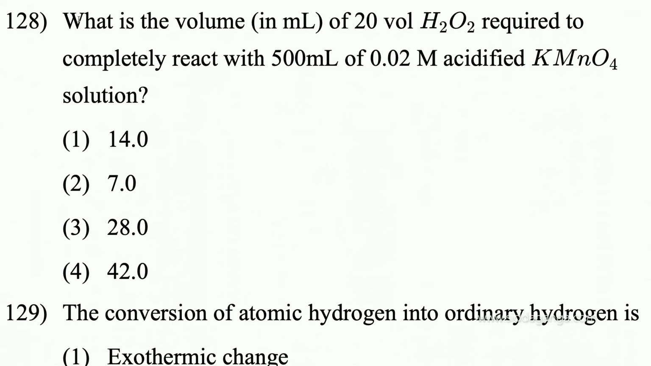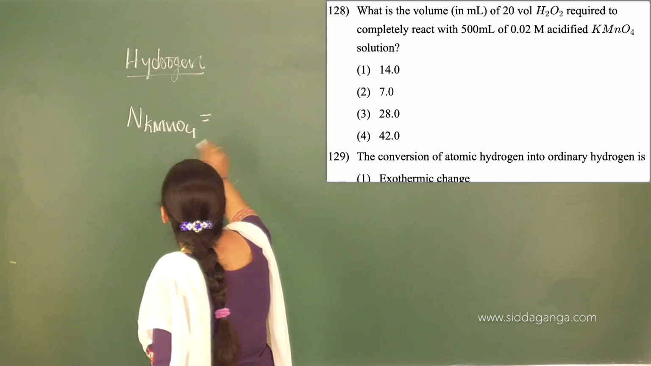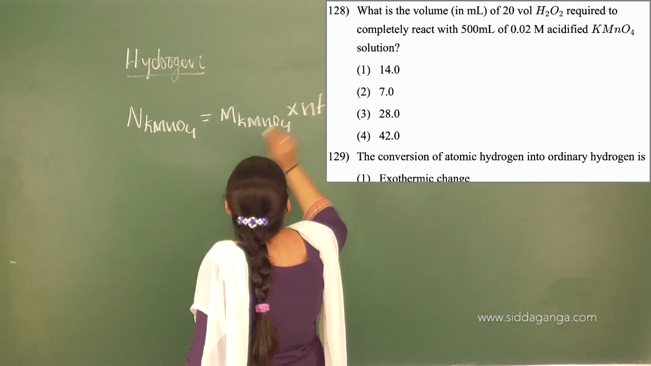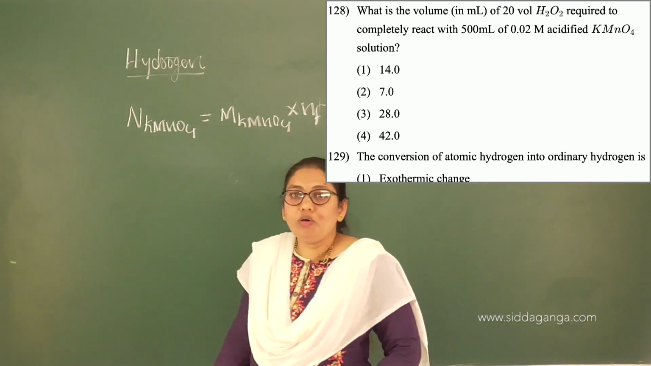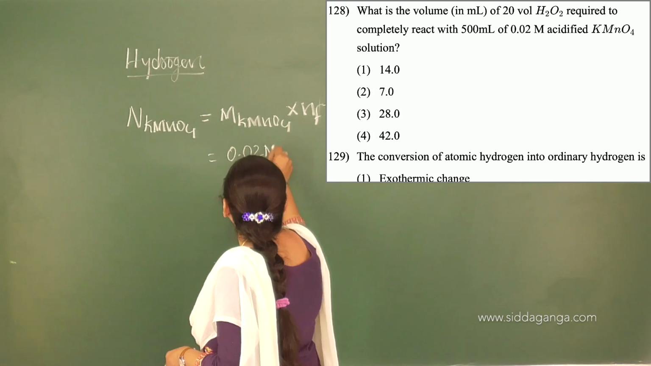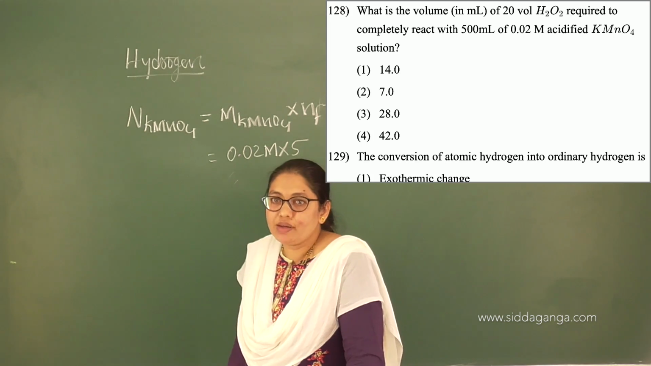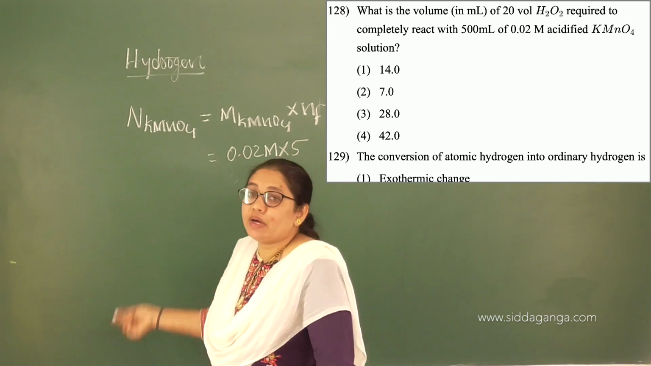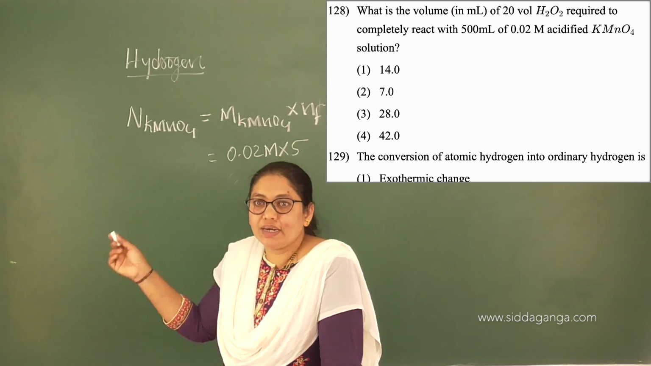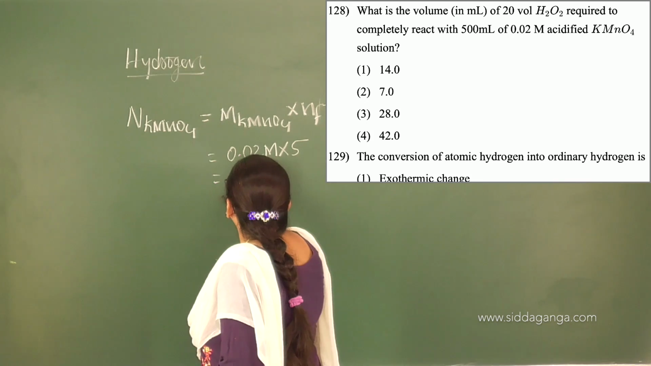Here we have the relationship that normality of KMnO4 is equal to molarity of KMnO4 into n factor. Molarity of KMnO4, as given in the problem, is 0.02 molar, into n factor 5. Whenever KMnO4 reacts with hydrogen peroxide, permanganate is converted into manganese, and the oxidation number changes from +7 to +2. So there is a reduction of 5 units, which is the n factor. So this will come around 0.1 normal.